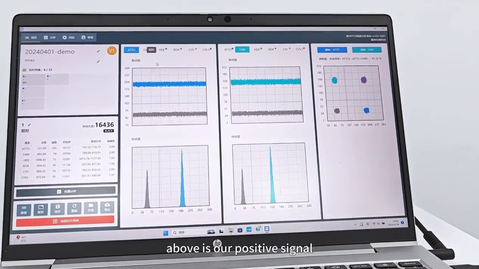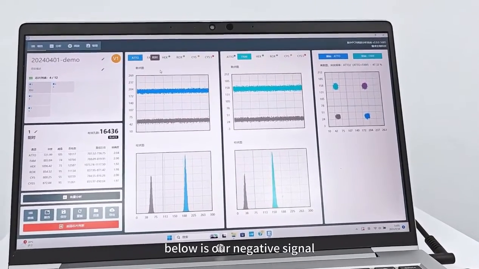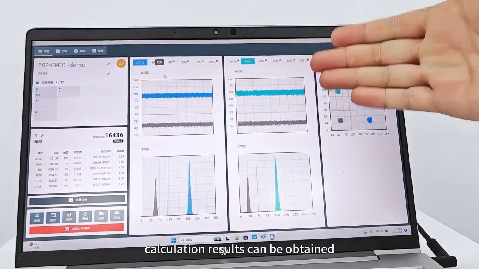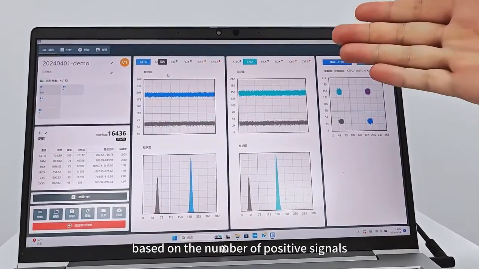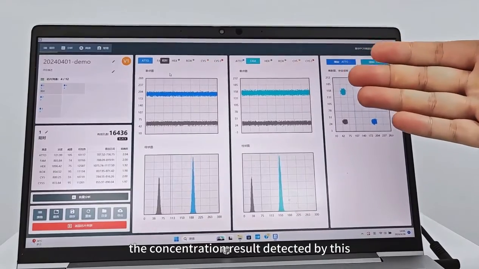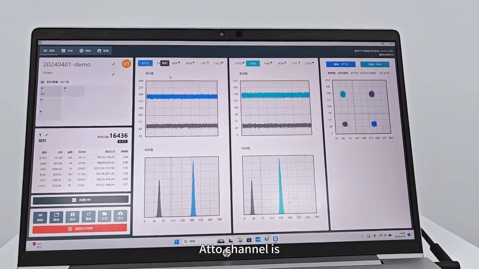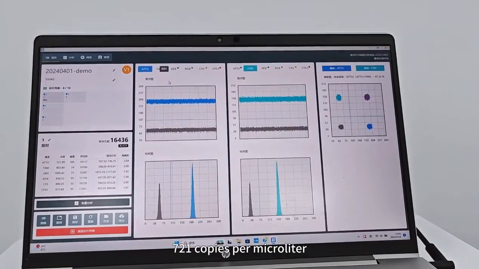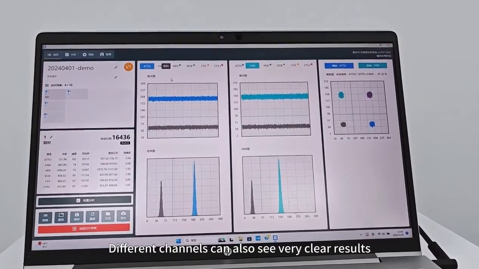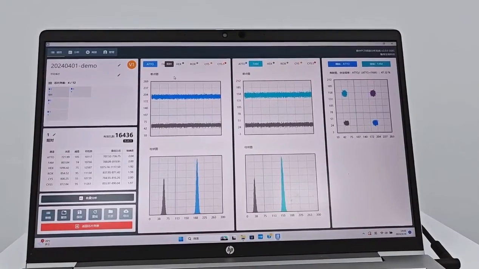Above is our positive signal, below is our negative ones. The concentration calculation results can be obtained based on the number of positive signals. The concentration result detected by this channel is 7.1 copies per microliter. Different channels can also show very clear results.